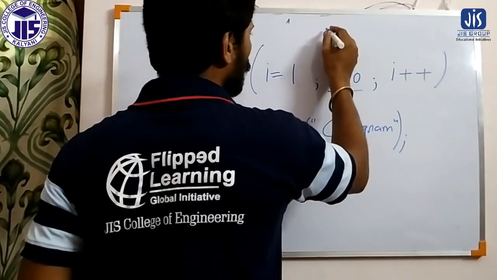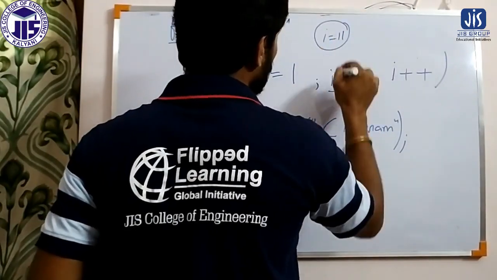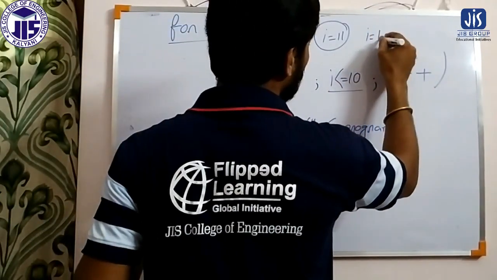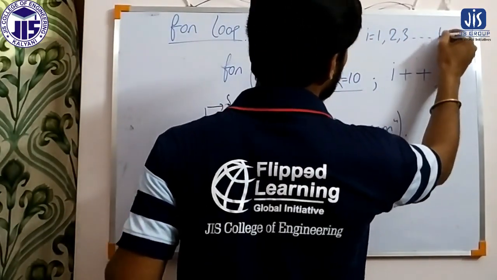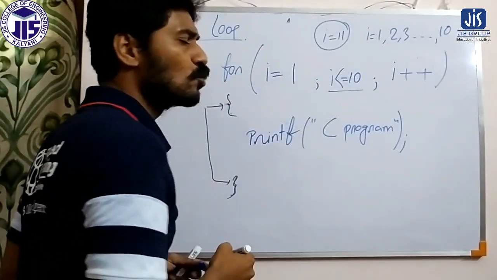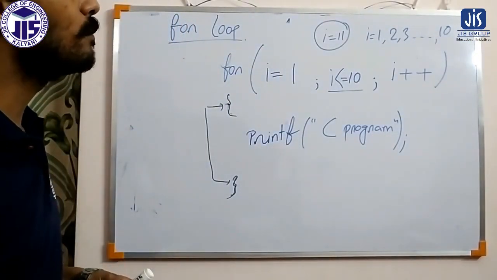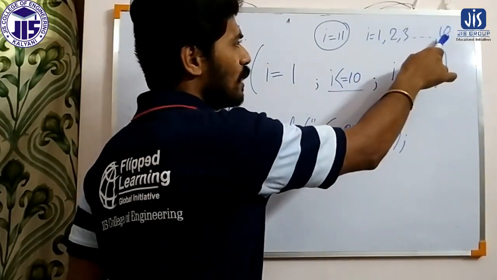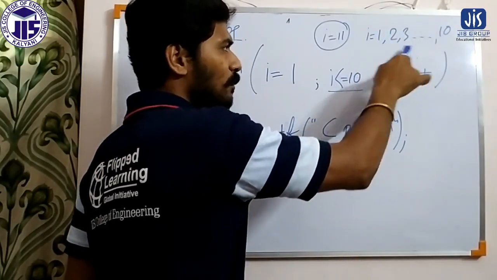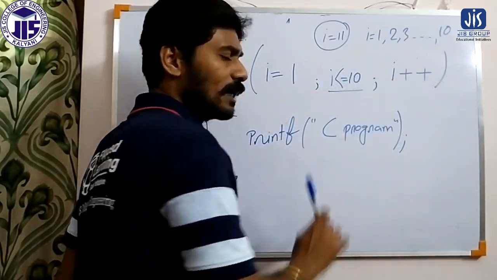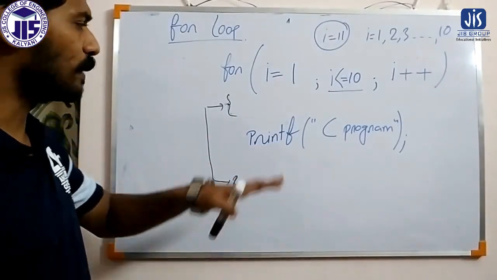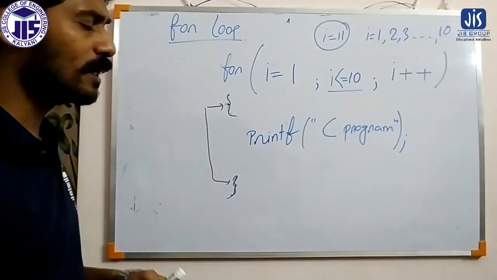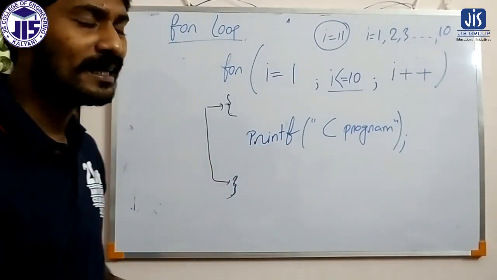For the value of I equals 11 only, this condition will be false. We are starting from I equals 1, 2, 3, in that way up to 10. Up to 10 the condition will be true, and when the value of I becomes 11 the condition will be false. So for I equals 1 to 10 the condition is true, that means 10 times. So the loop will execute 10 times. If you print it, you will get "C program" printed 10 times on the output screen.